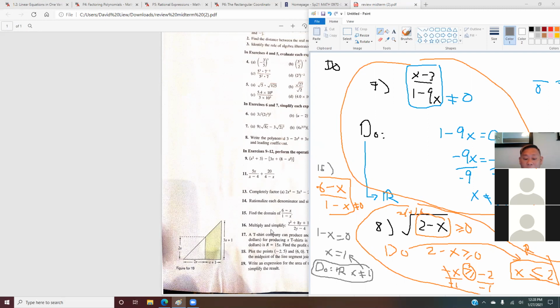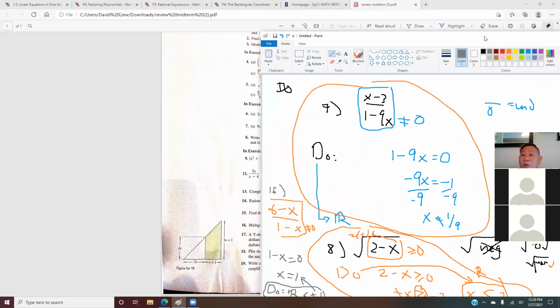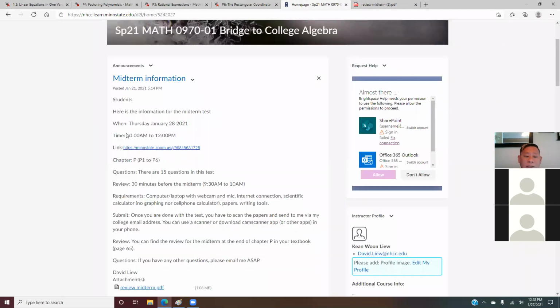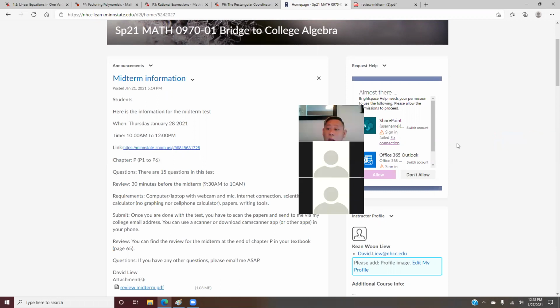Okay, and this is when the question is asking you to find the domain. Yes, you will get a question like this. So we will review this more tomorrow on Zoom at 9:30. I would recommend you guys attend the 9:30 review session, but the test starts at 10 o'clock in the morning tomorrow. Okay, don't forget, the test is from 10 to 12. This is a Zoom session, with the Zoom link, and it covers P1 to P6. You have 15 questions in here. This is the one I posted in D2L, so please read through it. Very important.